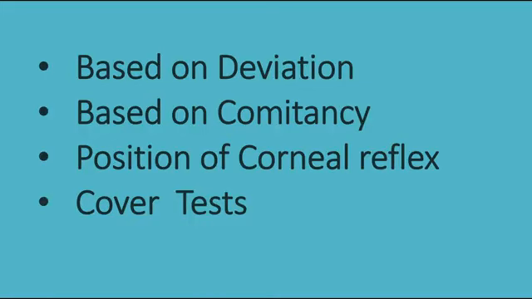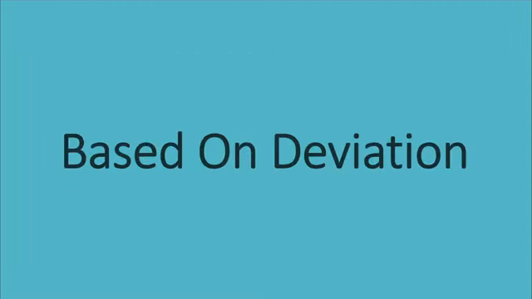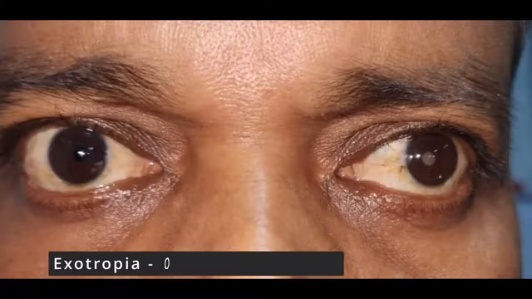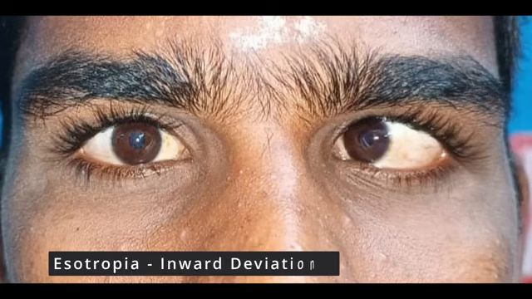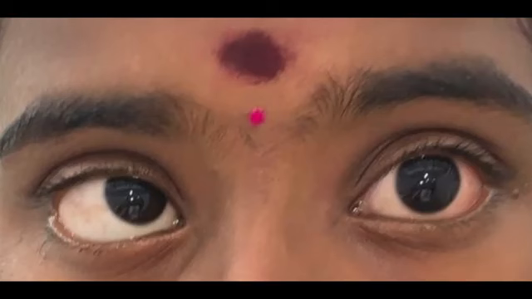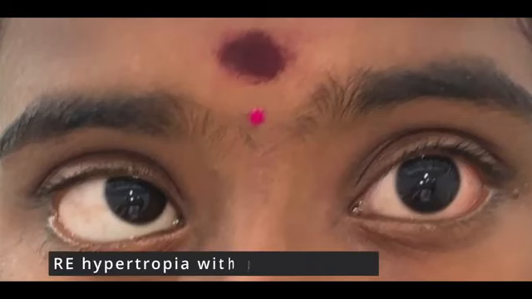Now we are going to do strabismus evaluation based on deviation, based on comitancy, based on position of corneal reflex and cover test. Now let's see based on direction. Exotropia, outward deviation. Esotropia, inward deviation. Right eye hypertropia with primary IO overaction.